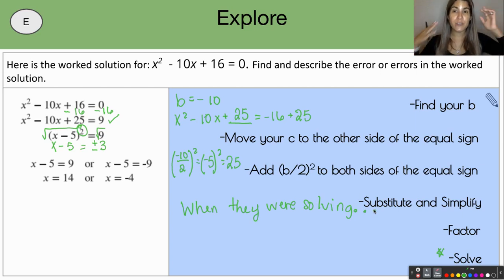So remember, using this vocabulary, using your steps, you can describe and give your teacher and your classmates a better idea of what your thinking is.